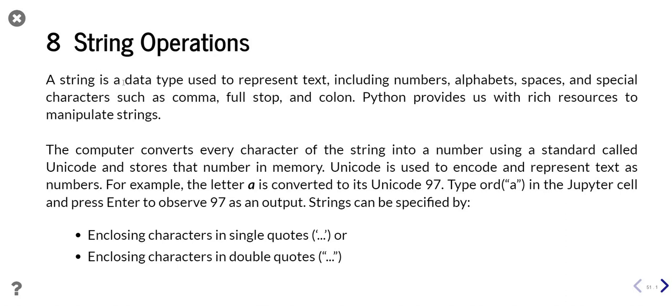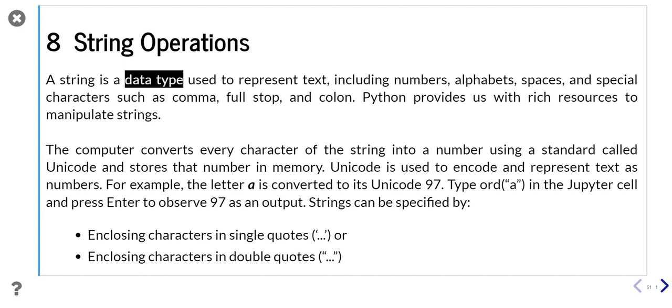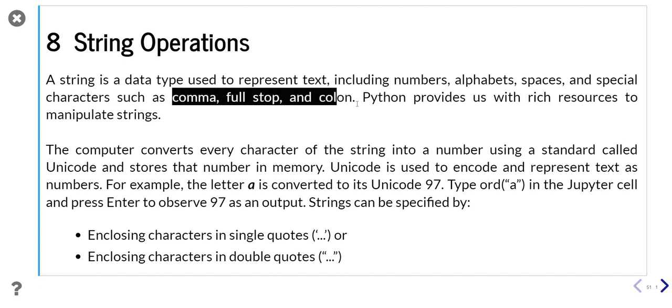So of course string is one of the data types, right? Integer is a data type. Remember earlier we actually found out what type it is, right? Earlier we used the keyword type to find out whether it's an integer, a float, or things like that. So string is one of the data types. You can use it to represent text, numbers, alphabets, spaces, special characters. So you can include comma, full stop, and colon.